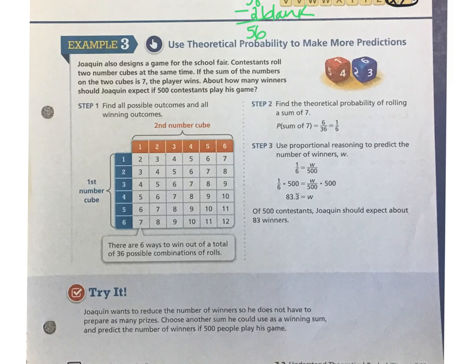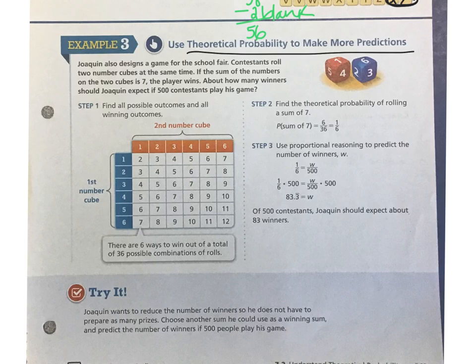Now on example 3, you're really going to want to look at this one carefully. This is a very common problem that I see here that is used a lot. Rolling a pair of number cubes. So in this problem, we are going to look at using the theoretical probability to make more predictions.